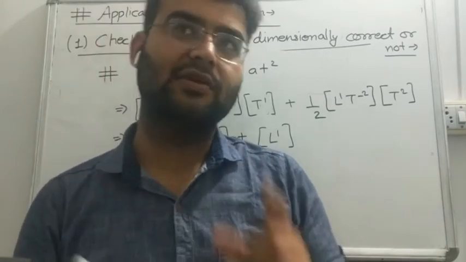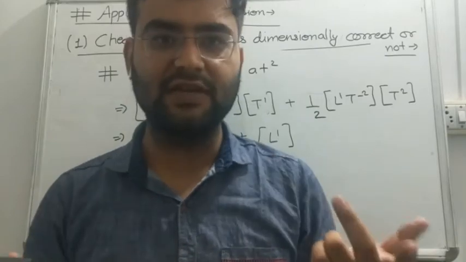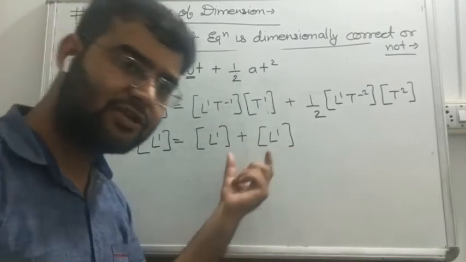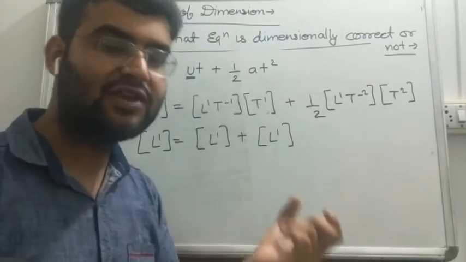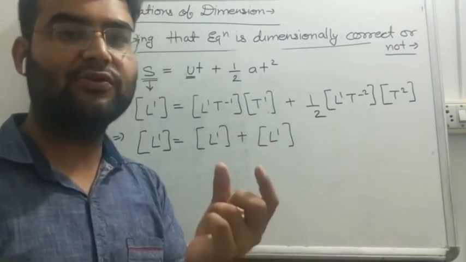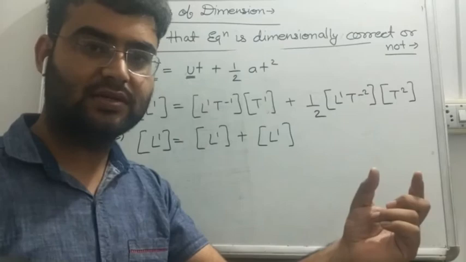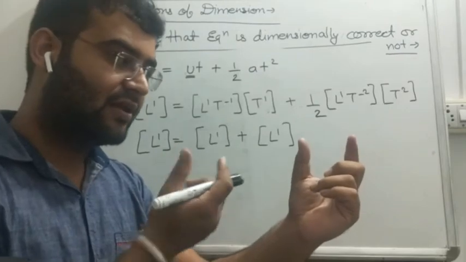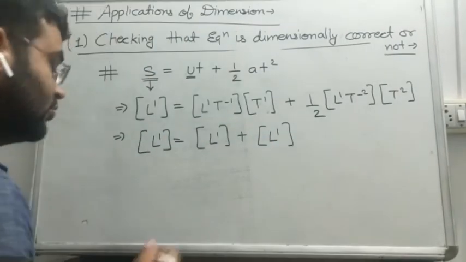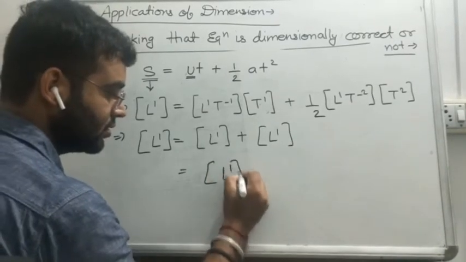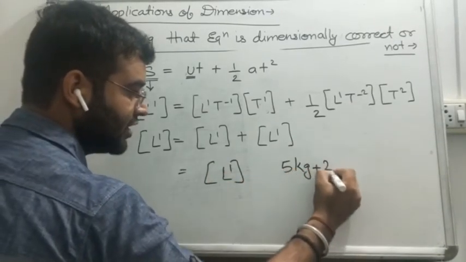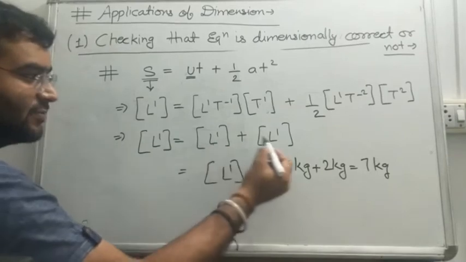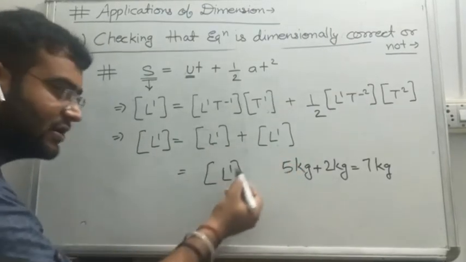Then you add like this, 5 kg plus 2 kg, that means 7 kg. It means 5 kg plus 2 kg is equal to 7 kg. That means when you add two magnitudes having the same units, 5 kg plus 2 kg, you take the sum of both values and you get only one unit. Like this, 5 kg plus 2 kg is equal to 7 kg. So, 5 meter plus 7 meter, that means 5 plus 7, 12 meter.